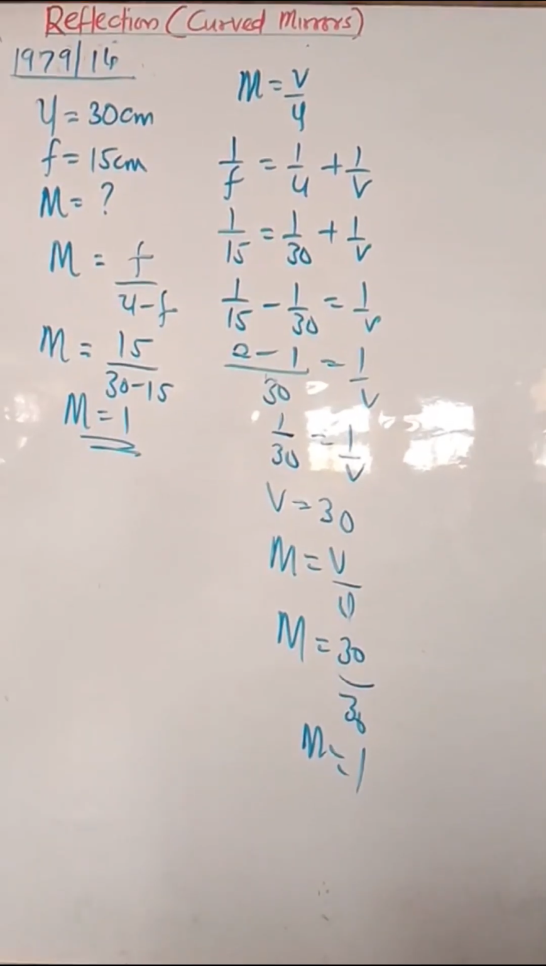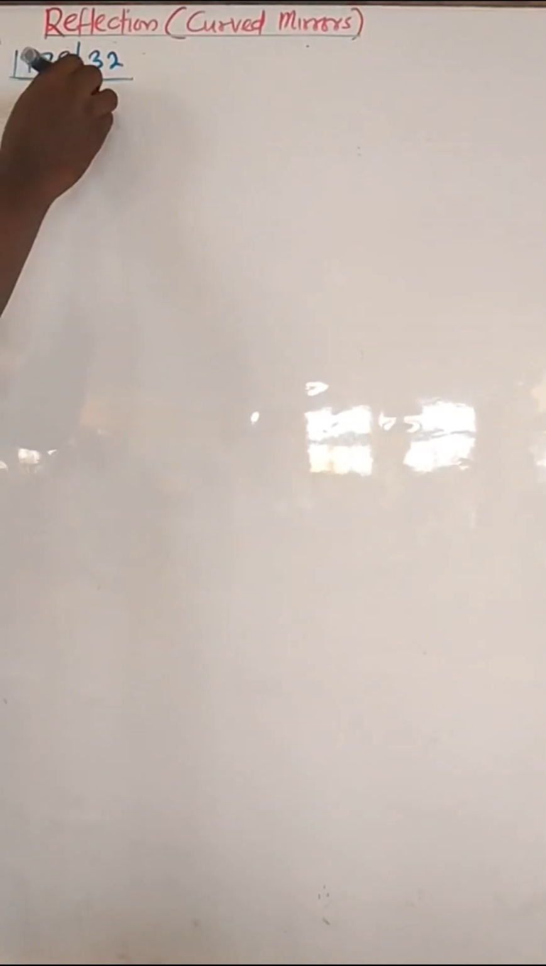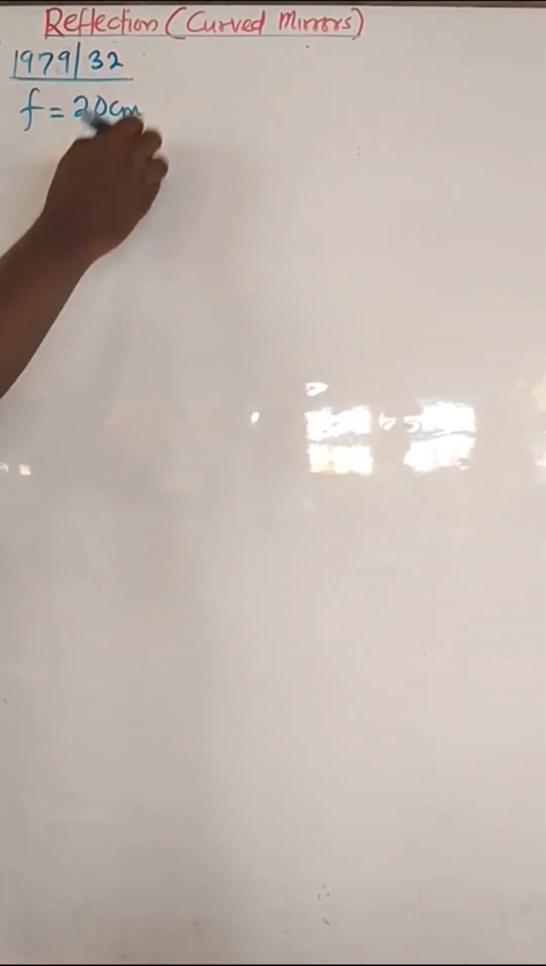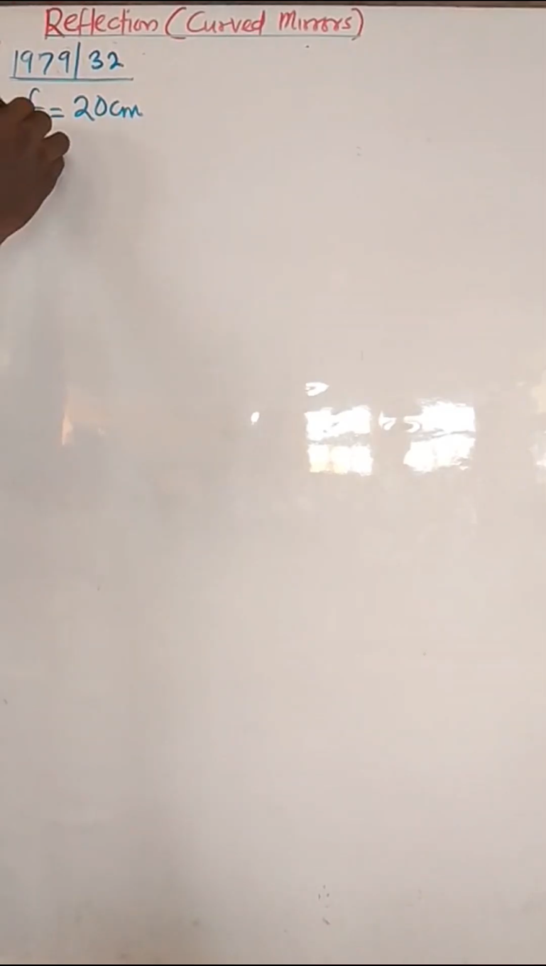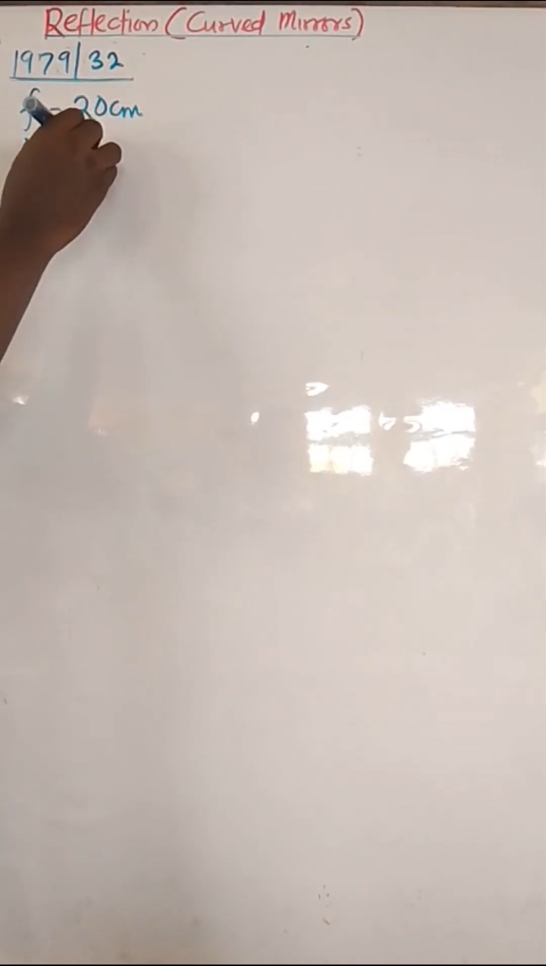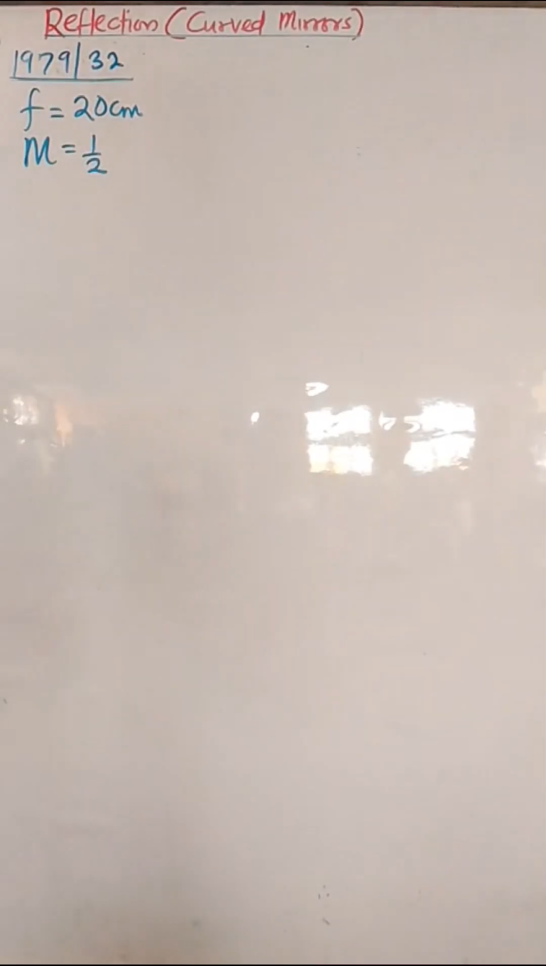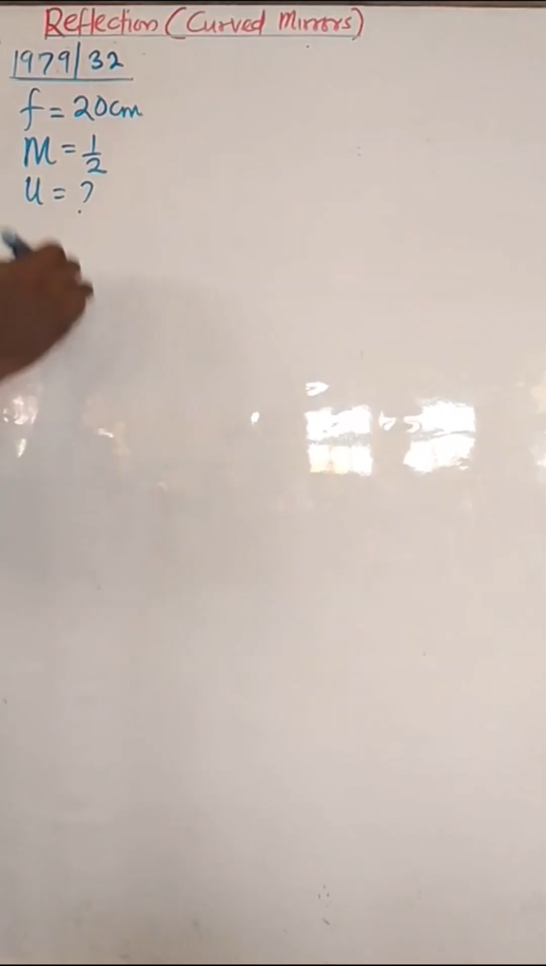Next question. 1979, number 32. A concave lens of focal length 20 centimeters forms an image half the size of the object. It means the magnification is half. The object distance is, we are looking for object distance. Similar to what we just did now.